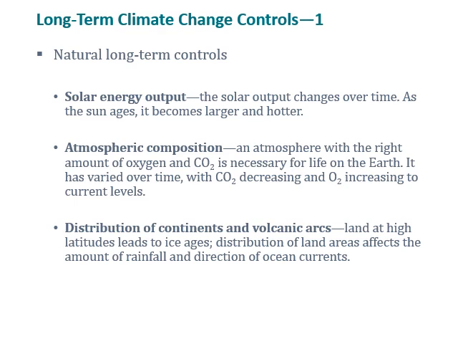Distribution of continents and volcanic arcs. Land at high latitudes leads to ice ages. Distribution of land areas affects the amount of rainfall and direction of ocean currents. So you can imagine, in addition, that if all continents are together in one supercontinent, the circulation of the ocean will be much different than is the case of the spread out continents in today's world.